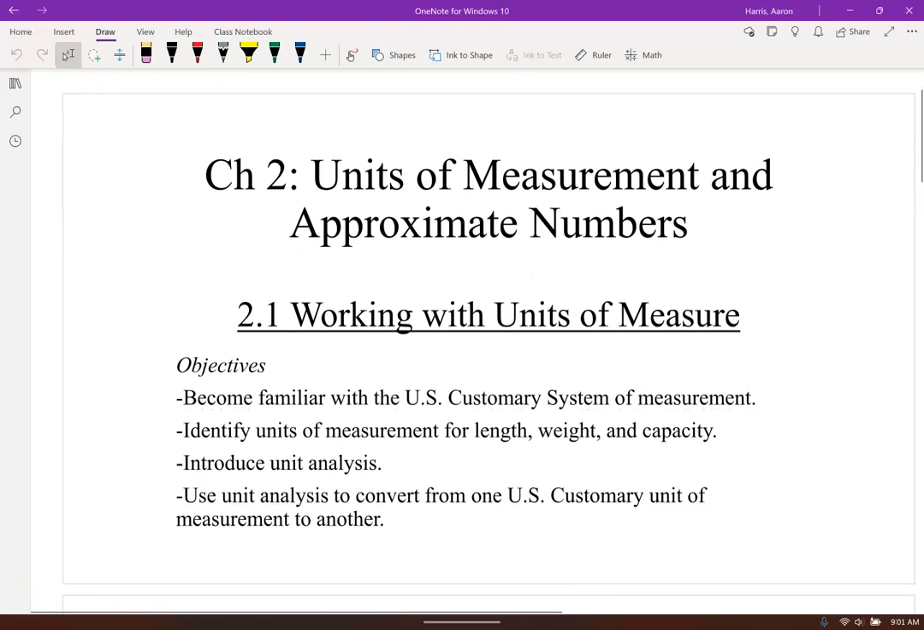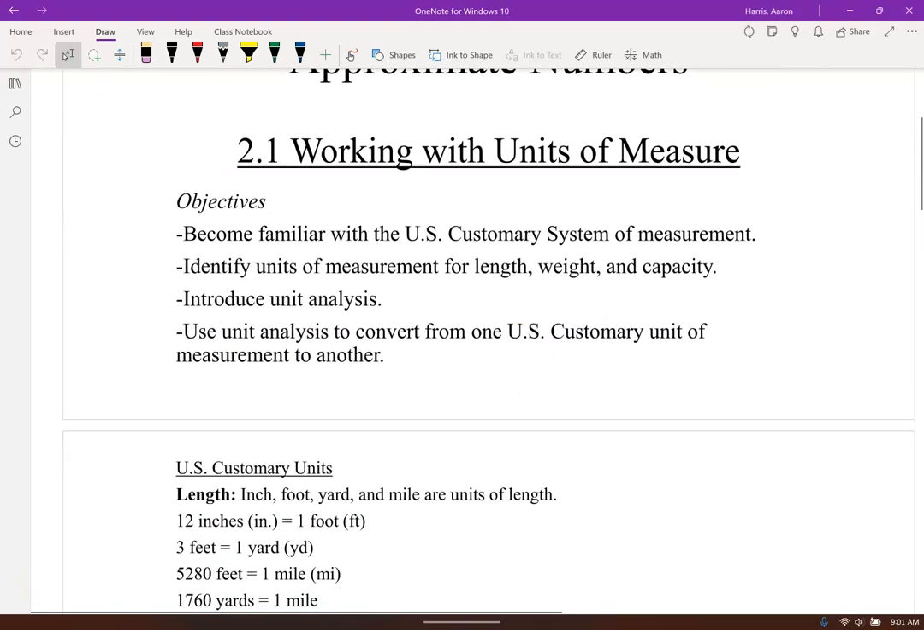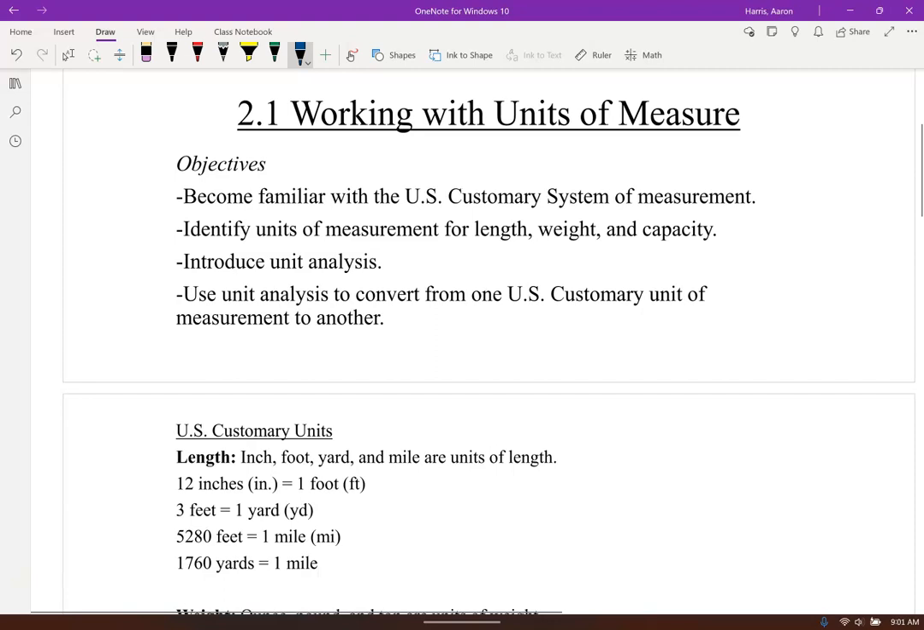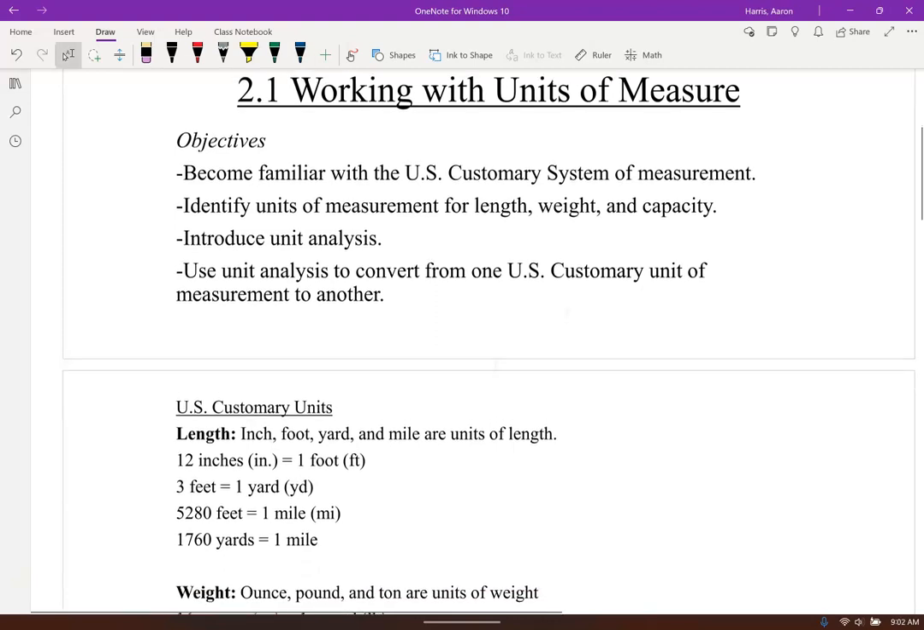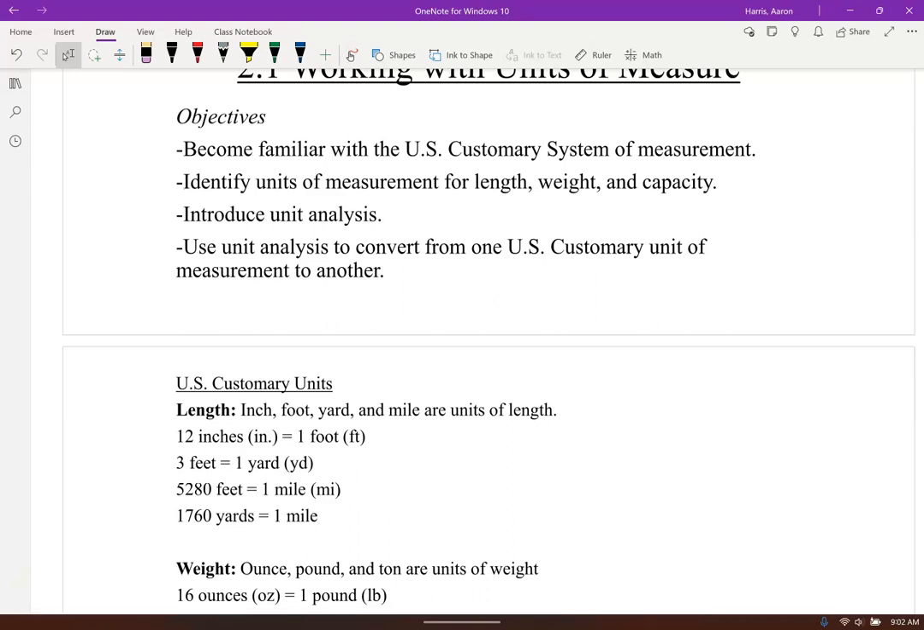And here are our objectives for working with units of measure. We'll become familiar with the U.S. customary system and identify units of measurement, and introduce unit analysis, also referred to as dimensional analysis. We'll also get into the metric system in this chapter as well.